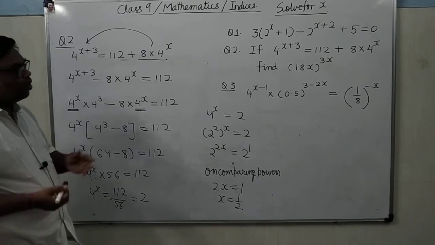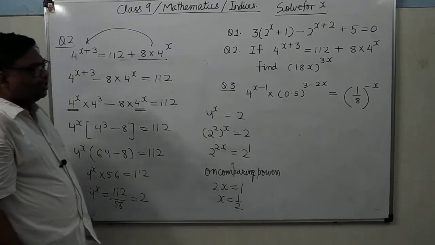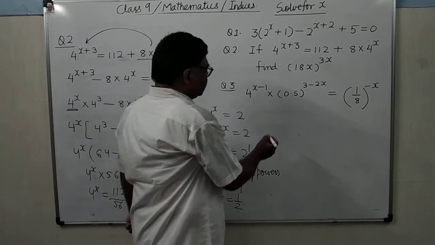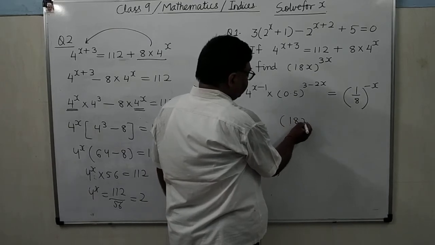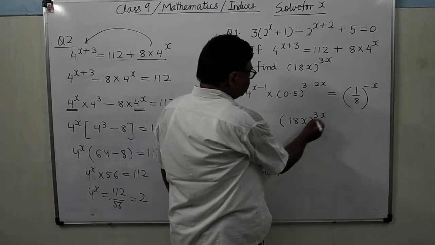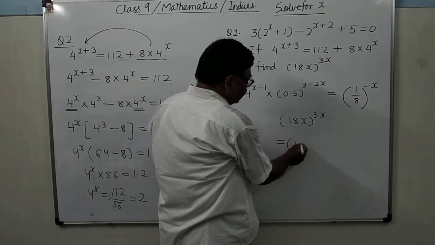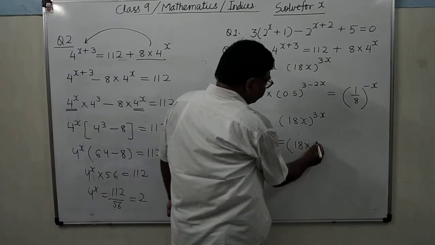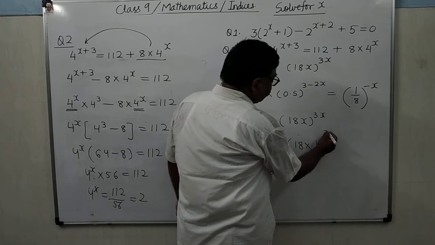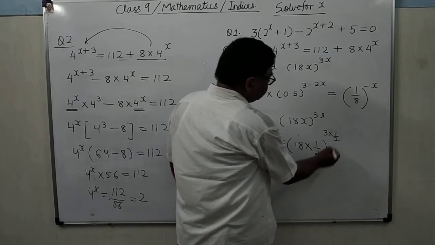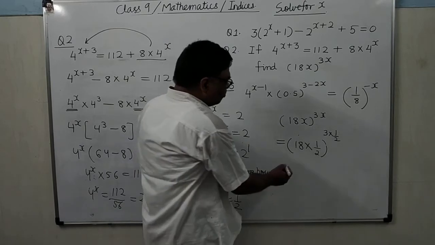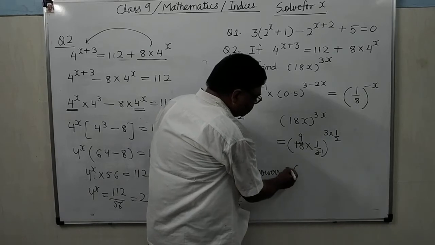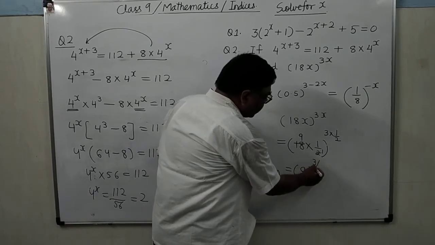Now here you have to find the value of (18x) whole to the power 3x. So how will you find (18x) whole to the power 3x? You substitute the value. What is x here? x is 1 upon 2. So (18 into 1 upon 2) whole to the power 3 into 1 upon 2. Now 18 by 2 is 9, so this is 9 whole to the power 3 by 2.